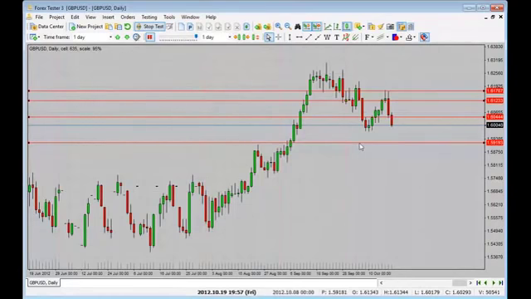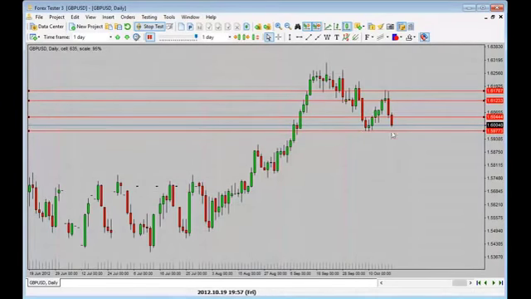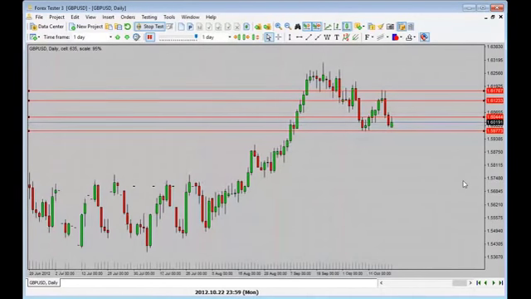Okay, so now our bias is to the downside. I'm looking for price to come back into the support resistance level. So looking for it to drop. It drops a little bit, doesn't really do much.